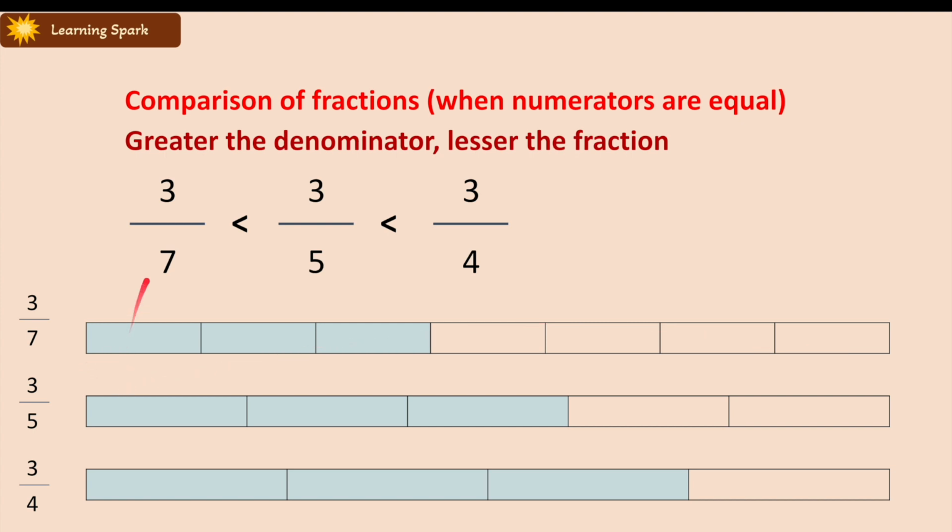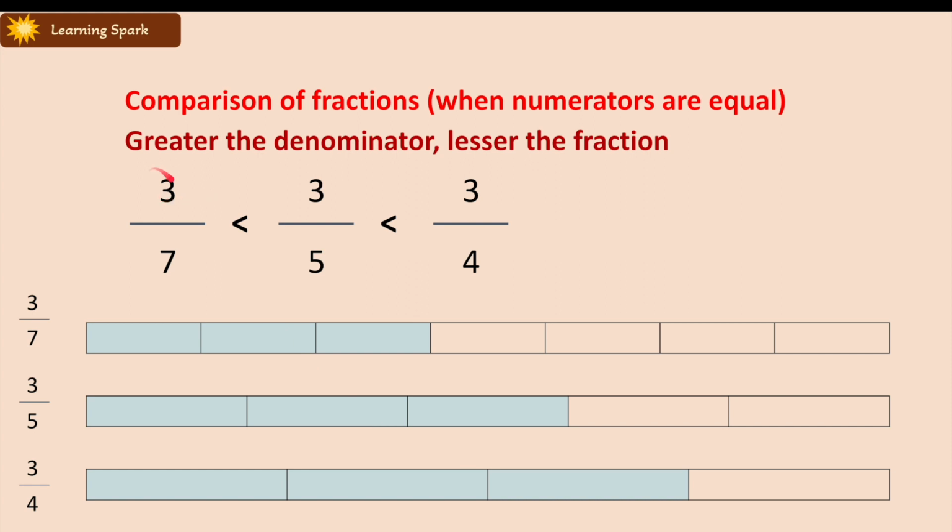This is the object. In the first case we are dividing into 7 parts. In the second case, 3 by 5, we are dividing into 5 parts. And in the third case, we are dividing into 4 parts. So each of the parts in the first one is smaller than each of the parts in the second one. And finally, the parts in the third one are the largest.